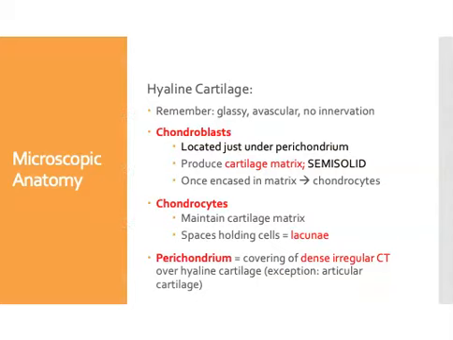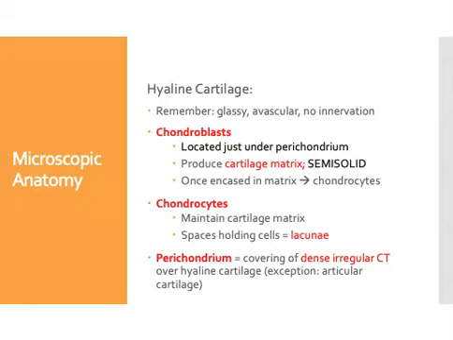Let's switch gears here and take a look at the microscopic anatomy of cartilage. We'll take a look at the hyaline cartilage first, and then the fibrocartilage. Remember, the key feature of hyaline cartilage under the microscope is that glassy appearance. In between the cells, the color of the cartilage matrix is very uniform in hyaline cartilage. Remember, it is avascular and it has no innervation. Those are important features of hyaline cartilage.